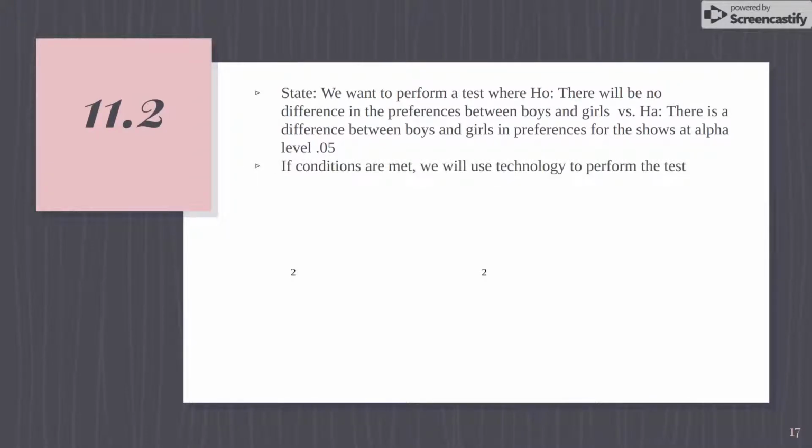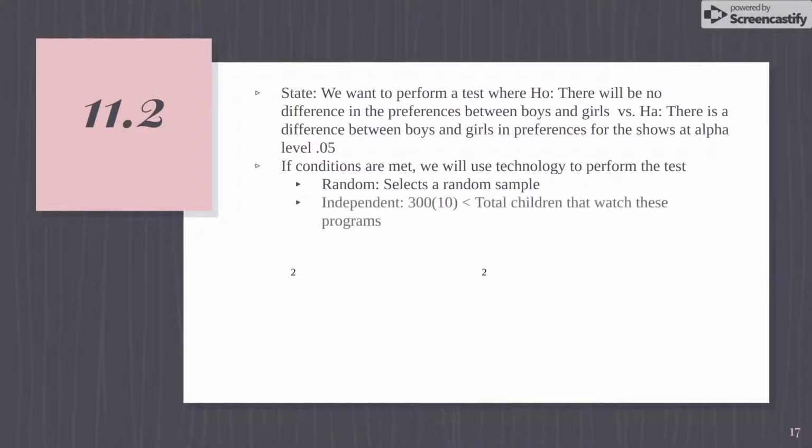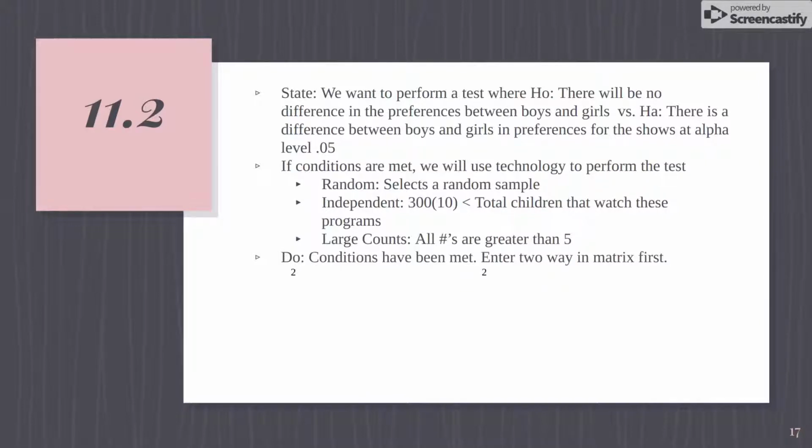Next, we'll want to do the plan. If conditions are met, we will use technology to perform a test. So first one being random, they selected a random group of boys and girls. It states that in the problem. Next, it'll be independent. This is when we do 10 times our sample size, which was 300, is less than or equal to the total children that watch the programs. I'm sure it's more than 3,000 kids that watch those different TV shows. Thirdly, we'll do our large counts, and all of our numbers are greater than 5.